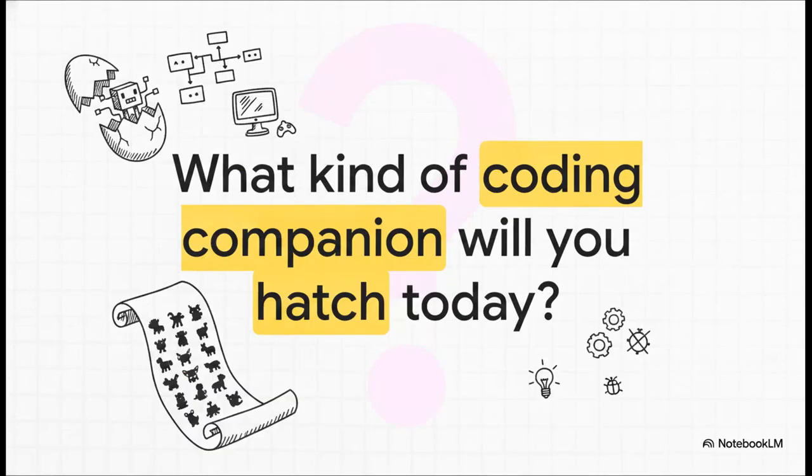So, that brings us to the end of this explainer, and I have to ask, what kind of coding companion are you gonna hatch today? And maybe the bigger question is, as these ambient AI companions start replacing traditional loading bars and error logs, how long until these pets break out of our code editors and into every other app we use?